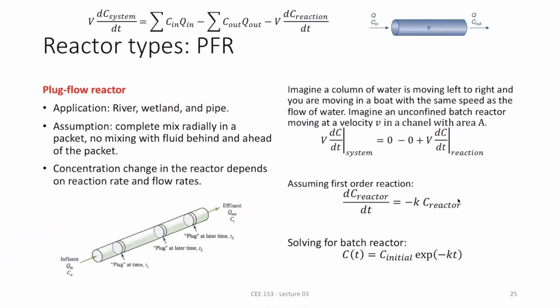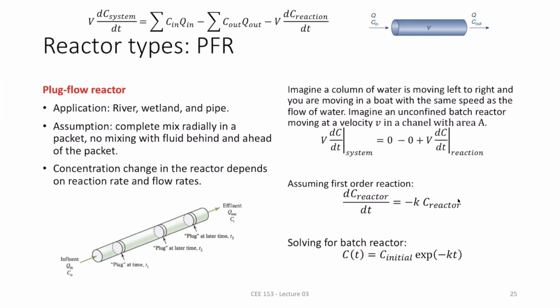So let's think of a river, wetland, and pipe. The assumption here is that water is moving. The entire water column is moving in the river from one location to another. As it moves, there is no mixing of that volume from the left and right. It's all mixing vertically. So essentially, a plug flow reactor is a batch reactor moving at a certain speed.